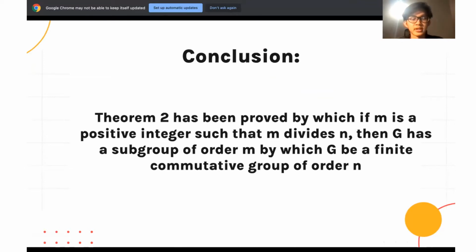So the conclusion is that theorem 2 has been proved, by which if m is a positive integer such that m divides n, then G has a subgroup of order m, where G is a finite commutative group of order n. So that's all from me. Thank you.